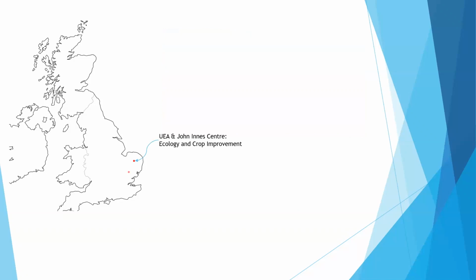I went to university at UEA, where I got an undergraduate degree in ecology and a master's degree in crop improvement from the John Innes Centre, both in Norwich. I then came here to do a PhD with Uli, where I studied water use genetics in Arabidopsis. It's a model plant species, and I'll be talking a little bit about that in my presentation.